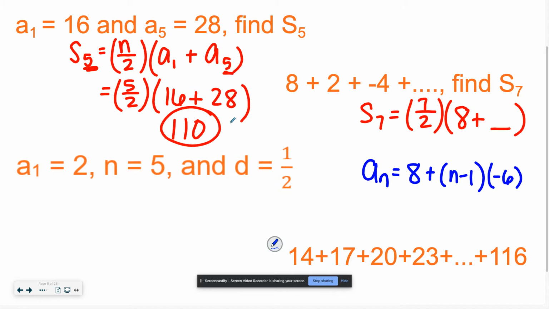Well, in this particular case, we're looking for the 7th term. So I can change my n to 7. And then all I can do is simply do 8 plus 6 times negative 6. And I would get negative 28. So from there, I can take that and plug it in to get my final answer.